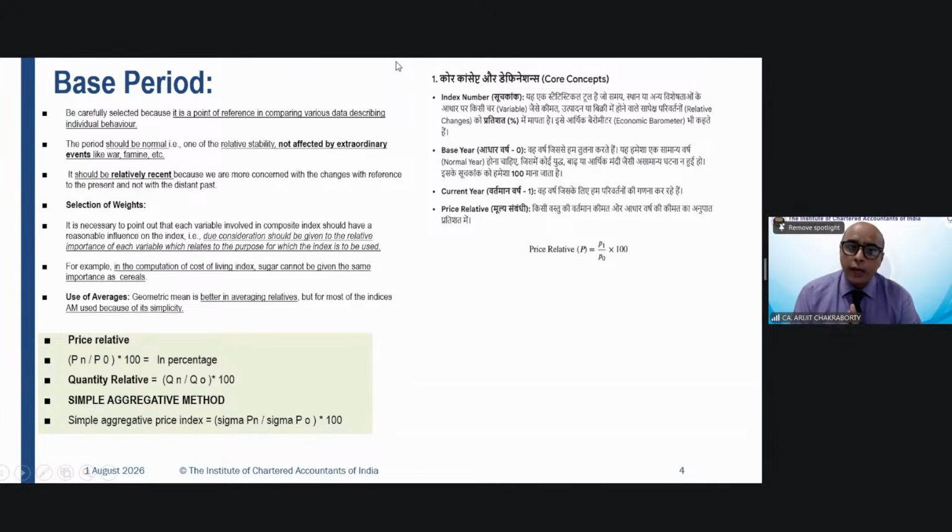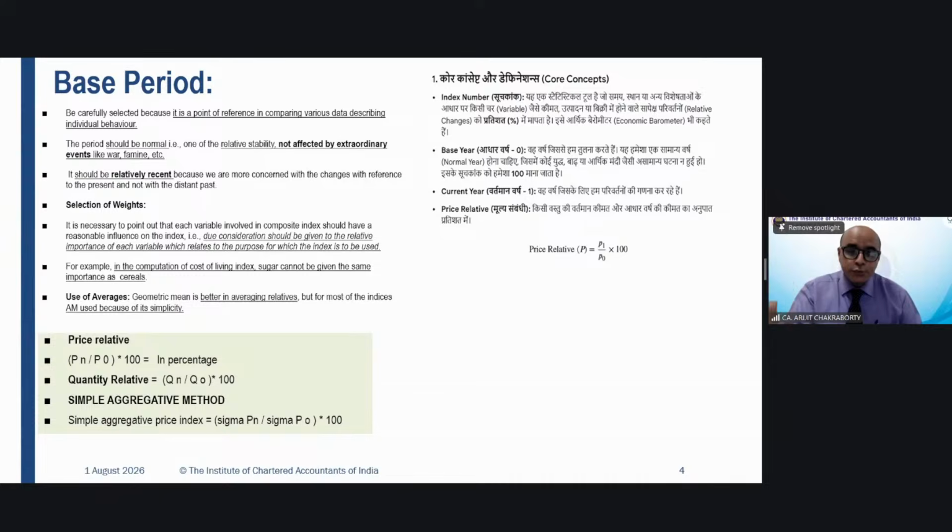So what is an index number? यह एक statistical tool है जो आपको एक वेरिएबल पर जो चेंजेस हो रहे हैं, जैसे कीमत हो सकता है, उत्पादन, प्रोडक्शन, या फिर जो हम लोग वैल्यू कहते हैं, उसमें जो परिवर्तन हो रहे हैं, रिलेटिव चेंजेस इन परसेंटेज टर्म्स, यानी प्रतिशत, कितने प्रतिशत. So this is shown by the index number, and as you can see, इसे हम लोग आर्थिक बैरोमीटर, that means इकोनॉमिक बैरोमीटर भी कहते हैं.